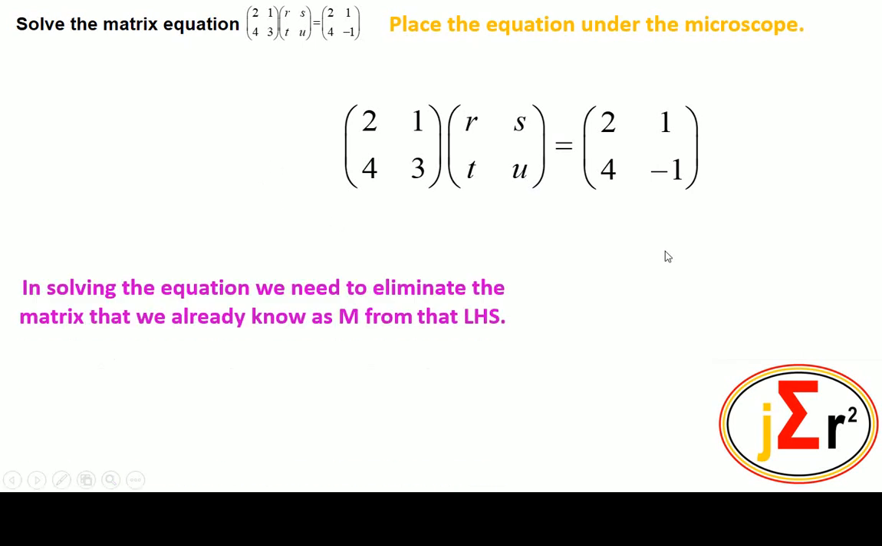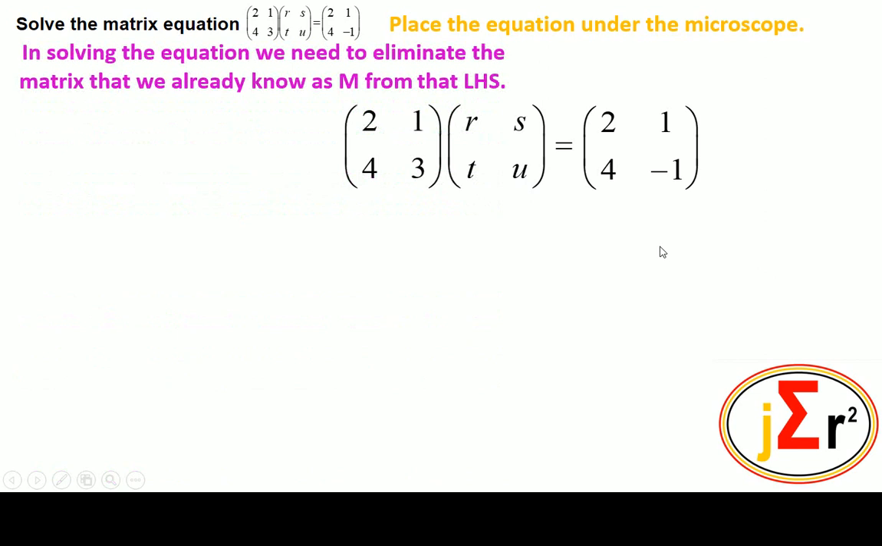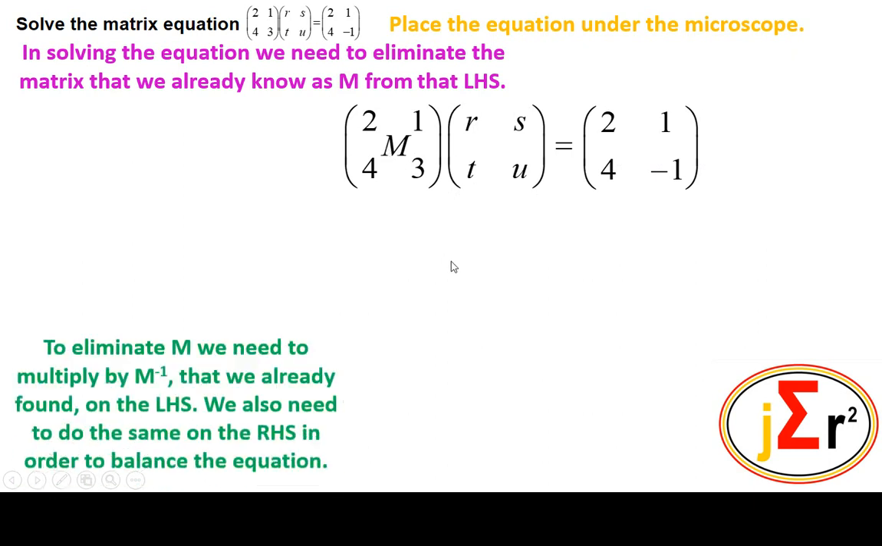What do we do? In solving this equation, we need to eliminate the matrix that we already know as M from the left-hand side. We will eliminate this matrix from the left-hand side, then we will have this matrix being equal to the result that we will have on the right-hand side. How do we do that? That matrix we already know to be M because we used this in a previous section to this problem.